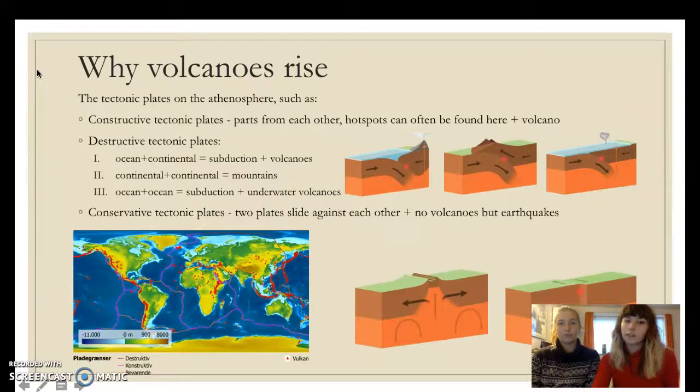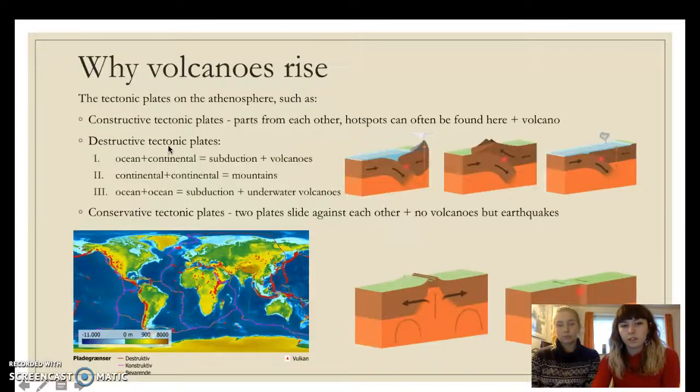And why do volcanoes rise? That is because of the tectonic plates on the asthenosphere, such as the constructive tectonic plates that we can see down here. They part from each other because of the hotspots underneath, and therefore it can also create volcanoes because of the magma that rises to the top. And this type of constructive tectonic plates can be seen in Iceland.